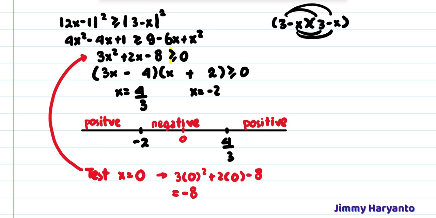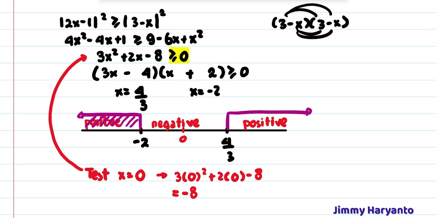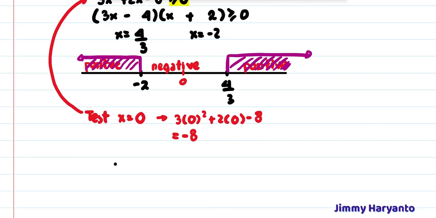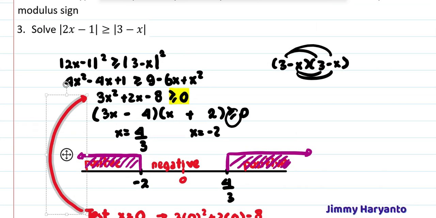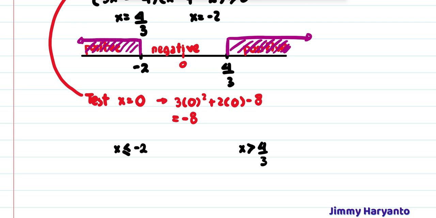Okay, the question says greater than 0. That means we have to take the positive part. Greater than 0 means positive, less than 0 means negative, yeah. So you will take this part. That means the answer will be x less than negative 2, and the other one will be x greater than 4/3. And do not forget that in the question we have an equal sign. That means this one also has an equal sign.